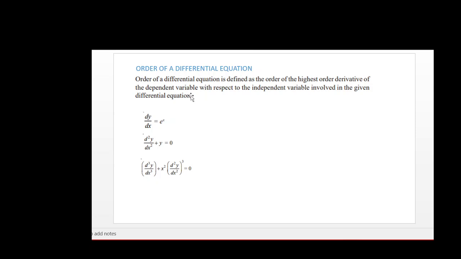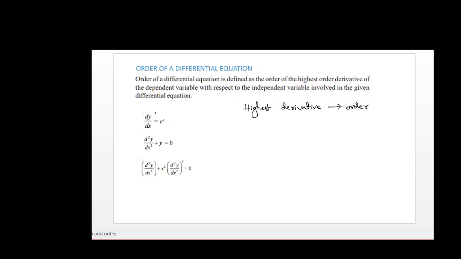The definition I have given here is: the order of a differential equation is defined as the order of the highest order derivative of the dependent variable with respect to the independent variable involved in the given differential equation. In simplest language, in a differential equation, find out the highest derivative. The highest derivative in the differential equation is called the order of the differential equation. I have given a set of examples, so let's find out the order of the differential equation so that the topic will be clear for you.